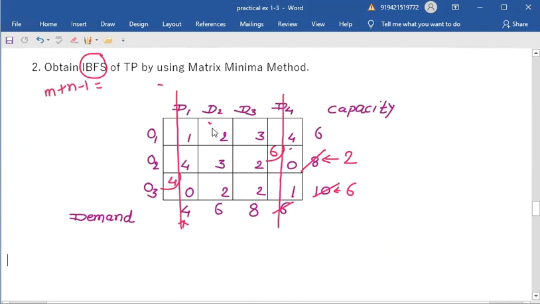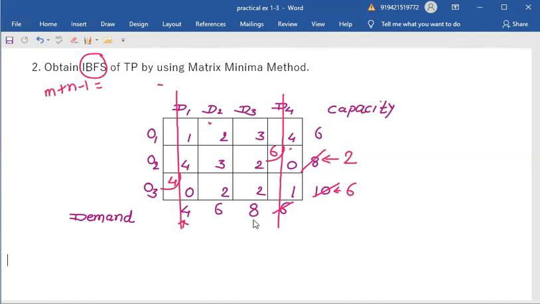So we will not use this cell for allocation, because at a time the supply is exhausted and demand is also satisfied, and we have to cross the first row as well as the second column. So instead of this, let us use a different cell. What happens if I use this cell with lowest cost 2?